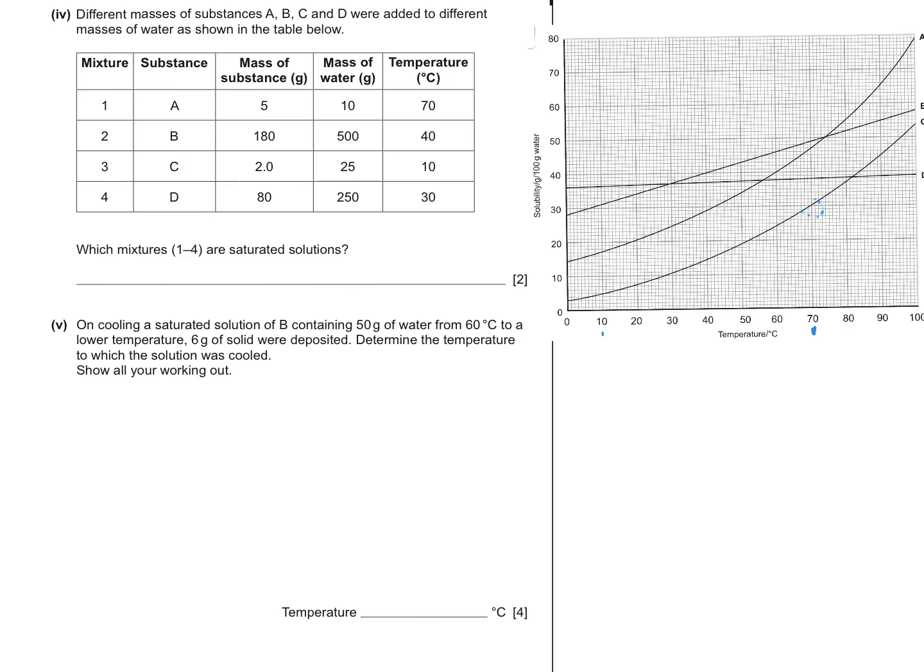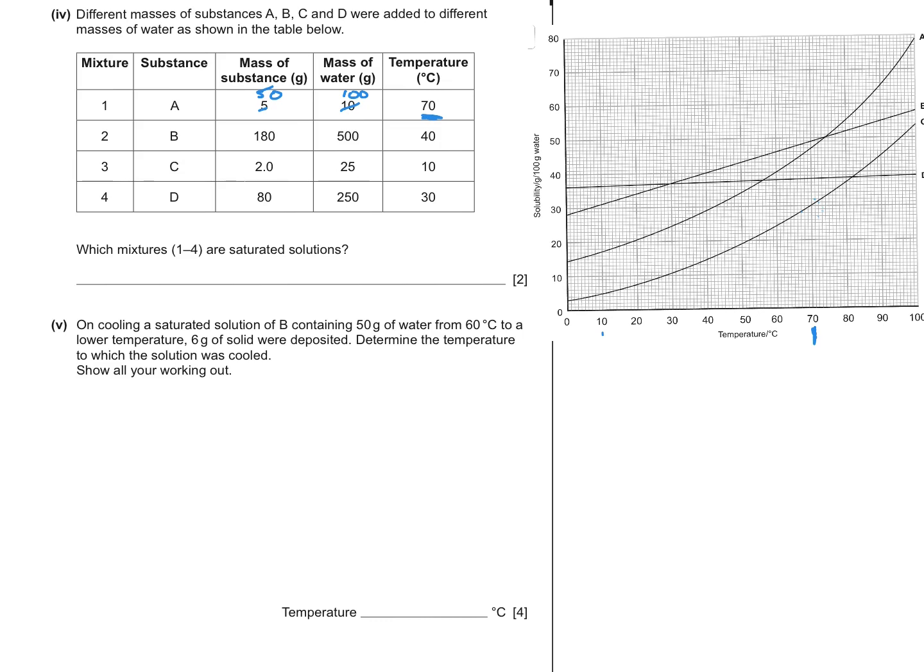So what I'm going to do is go through each of these. So A, we've got 10 grams of water. So I'm going to multiply that by 10, because then that will convert it to 100 grams of water, and then I need to multiply the mass by 10. So that's 50. So then I would go to 70 degrees C and find the solubility of A at 70 degrees C.